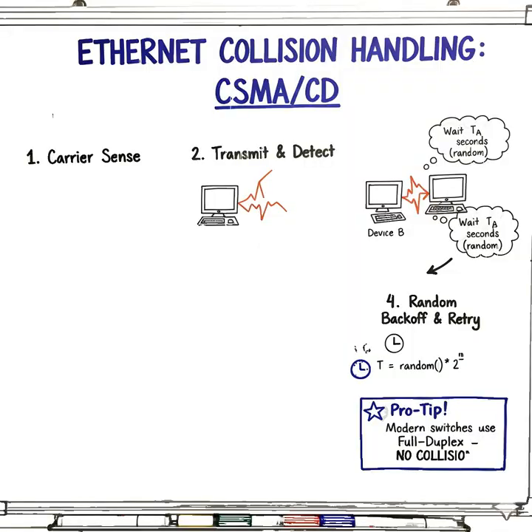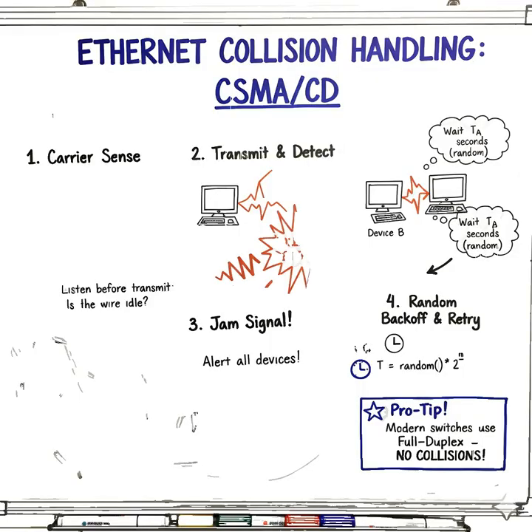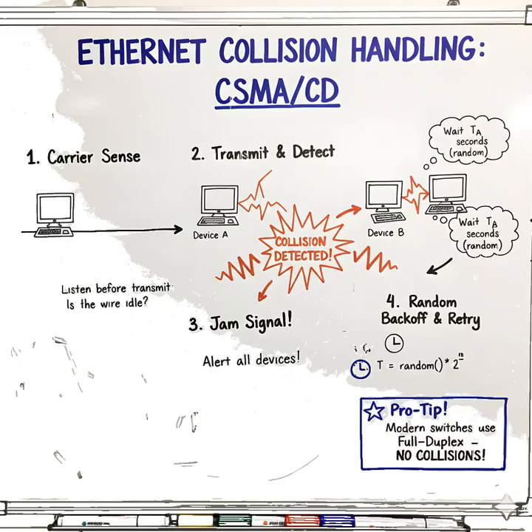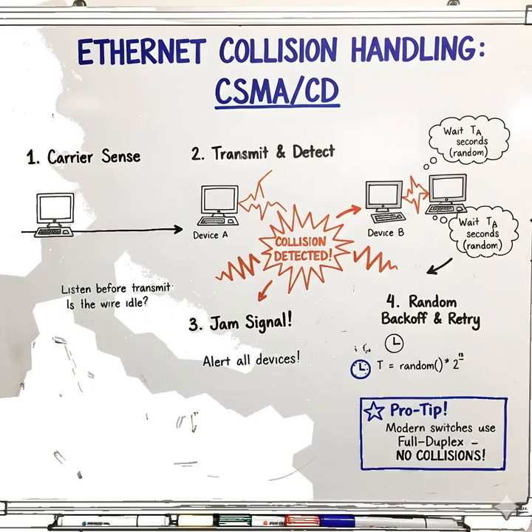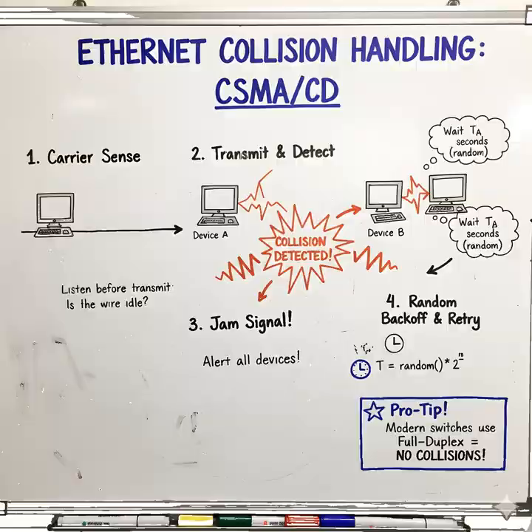To avoid repeating the error, each device waits for a random duration, calculated using an exponential backoff algorithm, before attempting to retransmit. While essential for older shared media like hubs, modern full-duplex switches largely eliminate collisions by providing dedicated, simultaneous paths for sending and receiving.